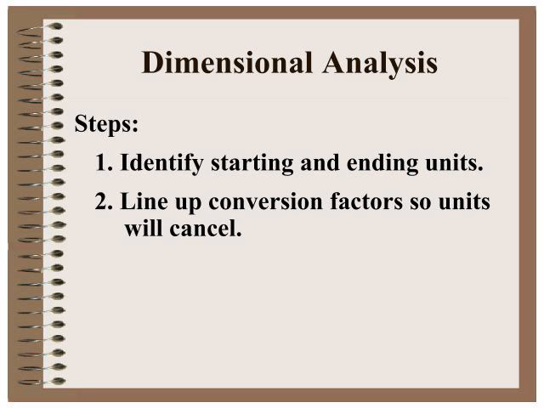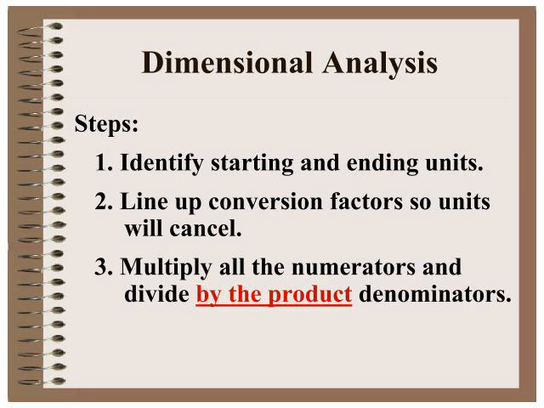Once you've identified the starting and ending units, you will line up these conversion factors so that your units will cancel out. You then will multiply all of the numerators in your conversion factors and divide by the product of all of those denominators, and you will have your final answer in the correct final ending unit.